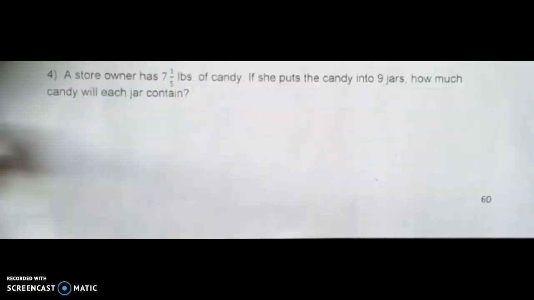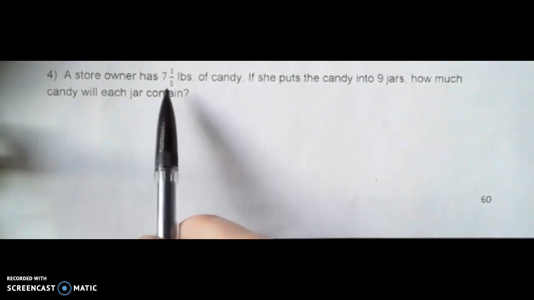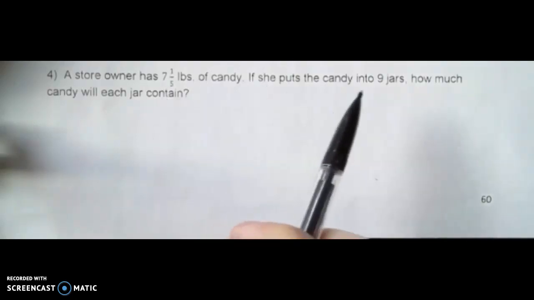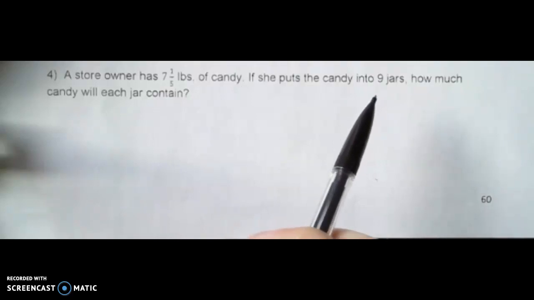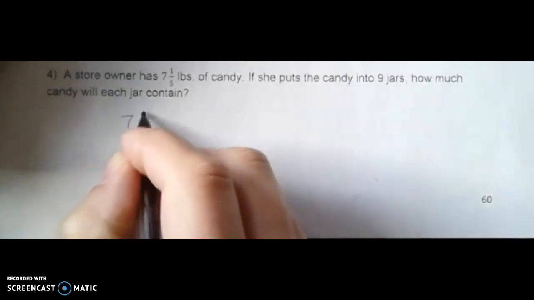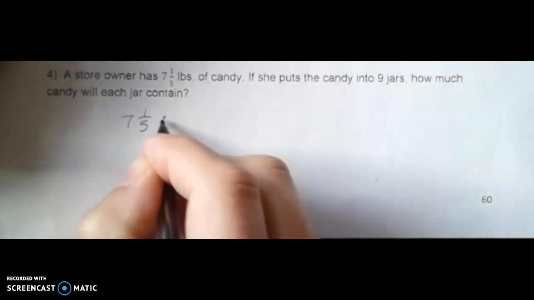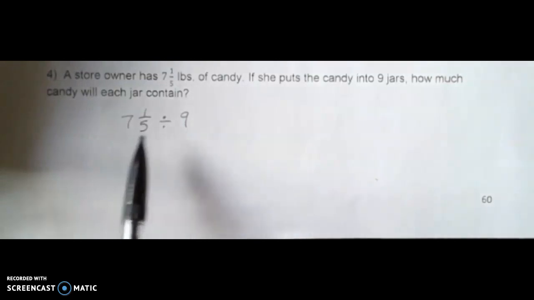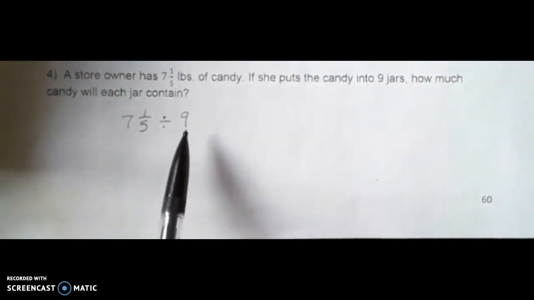In example 4, we're told that a store owner has 7 1/5 pounds of candy. If she puts the candy into 9 jars, how much candy will each jar contain? Okay, so the store owner is going to take all of this candy, the 7 1/5 pounds, and she's going to split it up or divide it amongst the 9 jars. So this again is going to be a division problem, and it's going to be 7 1/5 divided by 9. Again, the 7 1/5 pounds of candy being divided amongst the 9 jars.